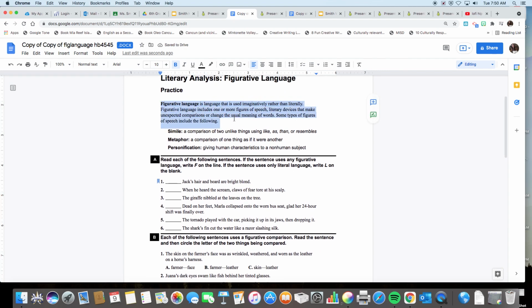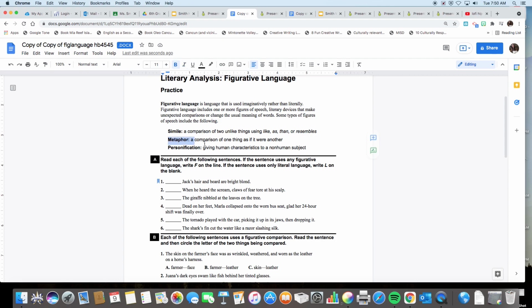So figurative language is language that is used imaginatively rather than literally. Figurative language includes one or more figures of speech or literary devices that make unexpected comparisons or change the usual meaning of words. Some types of figures of speech include the following: a simile, which is a comparison of two unlike things using like, as, than, or resembles.